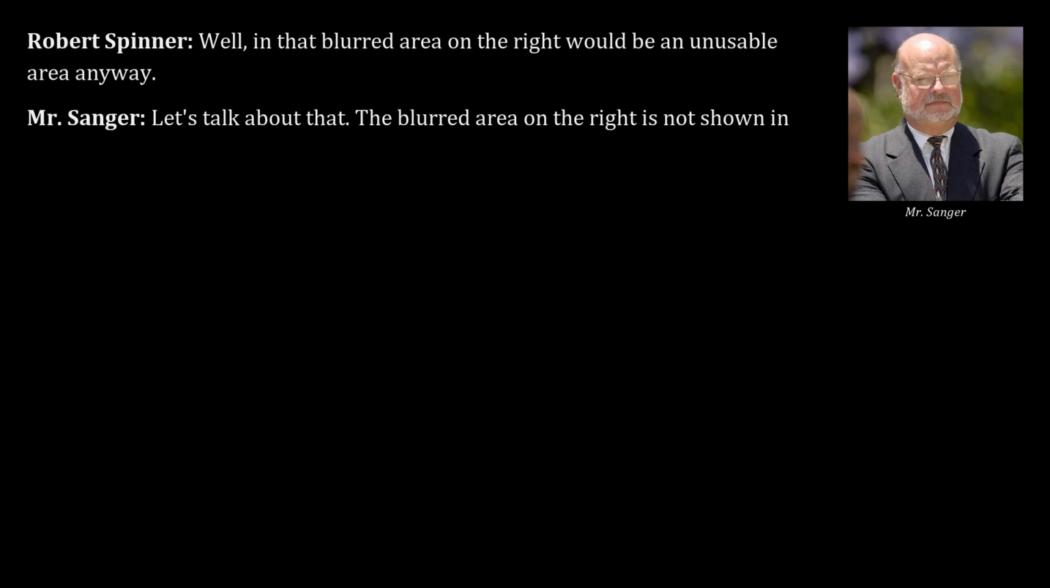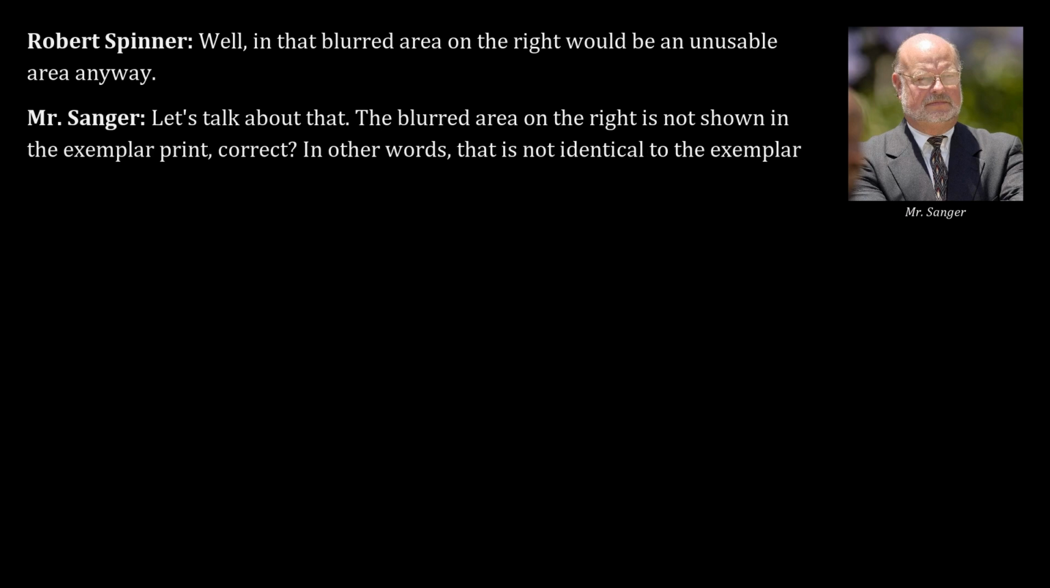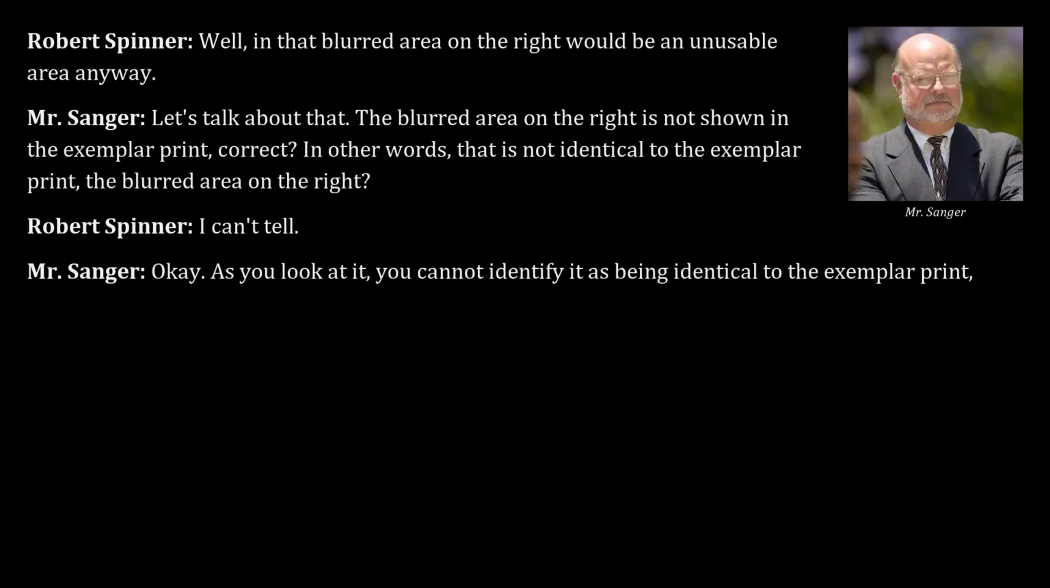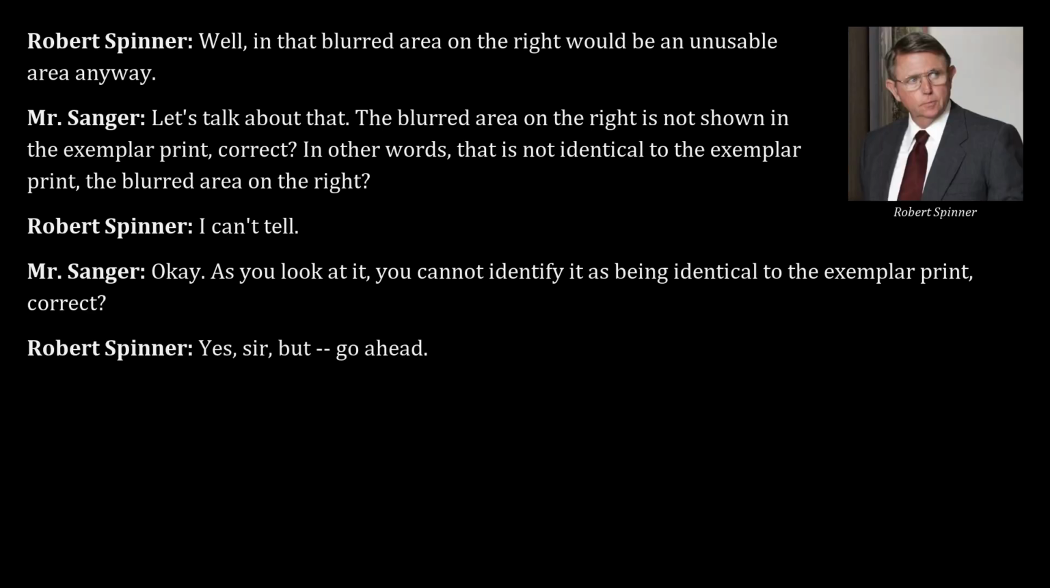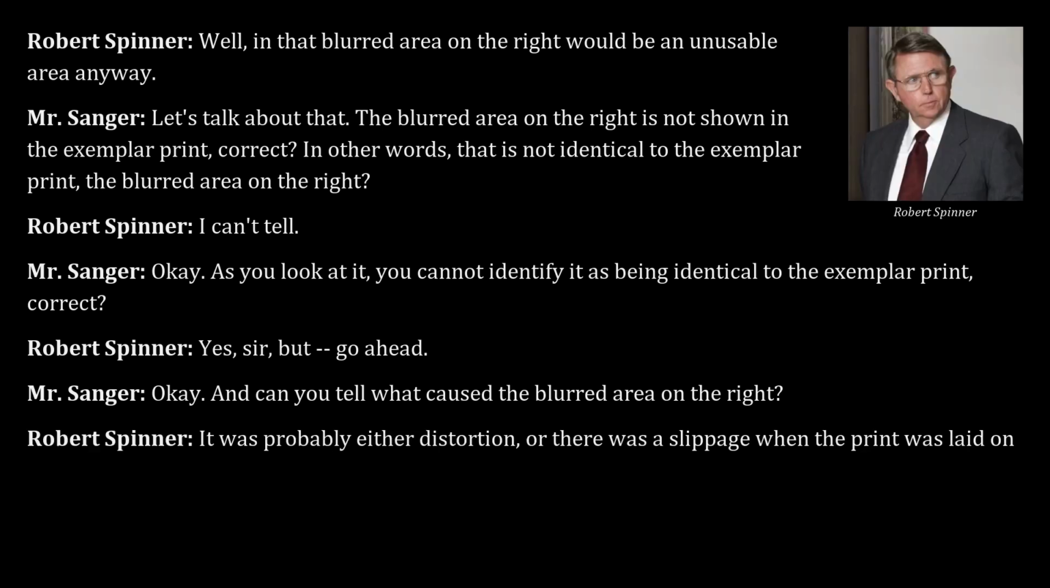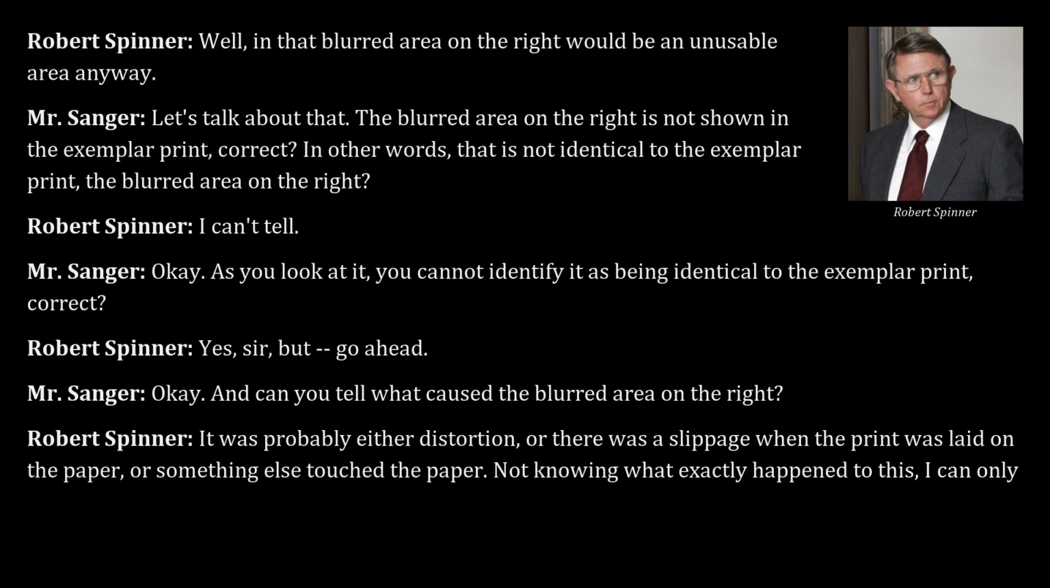Let's talk about that. The blurred area on the right is not shown in the exemplar print, correct? In other words, that is not identical to the exemplar print, the blurred area on the right? I can't tell. Okay, as you look at it, you cannot identify it as being identical to the exemplar print, correct? Yes, sir, but, go ahead. Okay, and can you tell what caused the blurred area on the right? It was probably either distortion, or there was a slippage when the print was laid on the paper, or something else touched the paper. Not knowing what exactly happened to this, I can only make some assumptions.